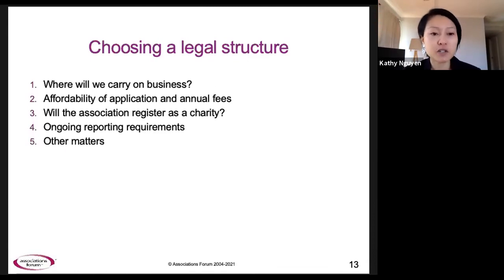But if you're intending to operate around Australia, then potentially the better structure will be the company limited by guarantee. The second is affordability of application and annual fees. So ASIC, being the regulator of companies limited by guarantee, their fees are generally more expensive than the state regulators, and we'll give you some examples in the next few slides.